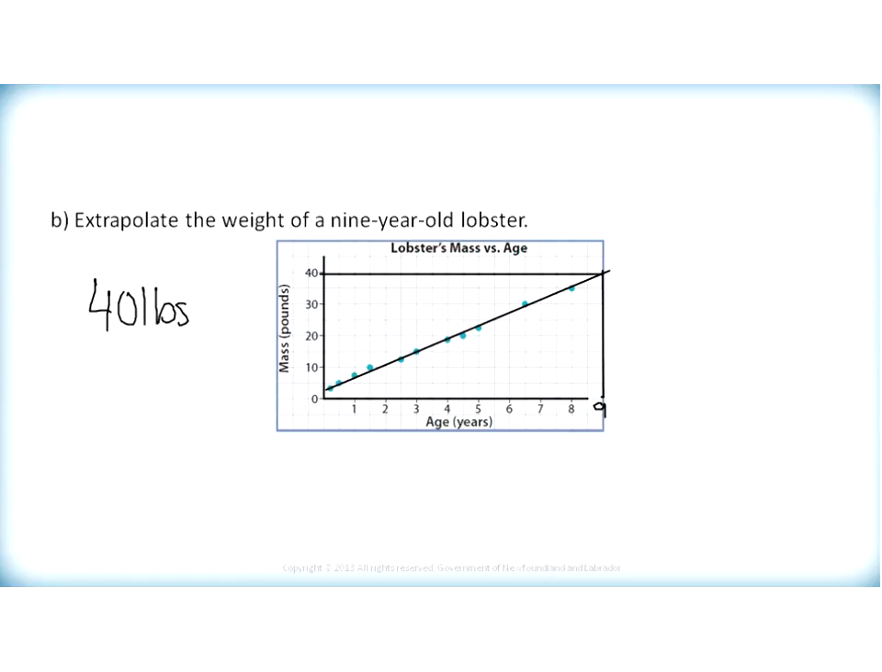So it's about 40 pounds. This is an L. I'll make it look more like an L. So why don't I just try writing that out again? 40 pounds. That's better. Much easier to see. It's not 401. So 40 pounds is the weight of a 9-year-old lobster by extrapolation.